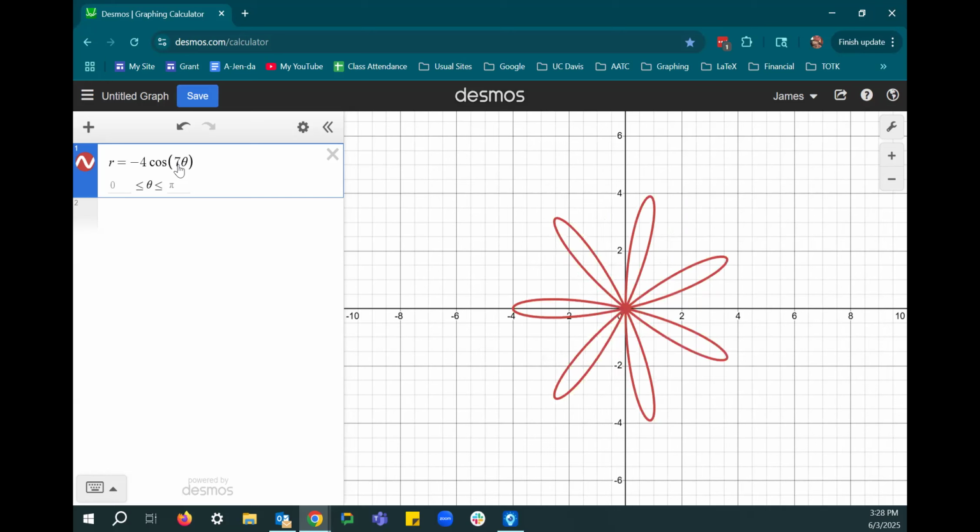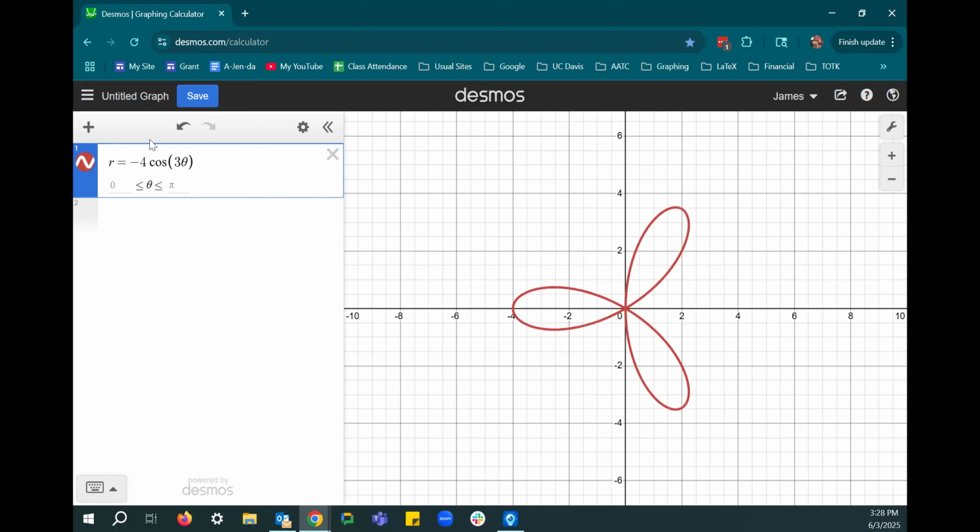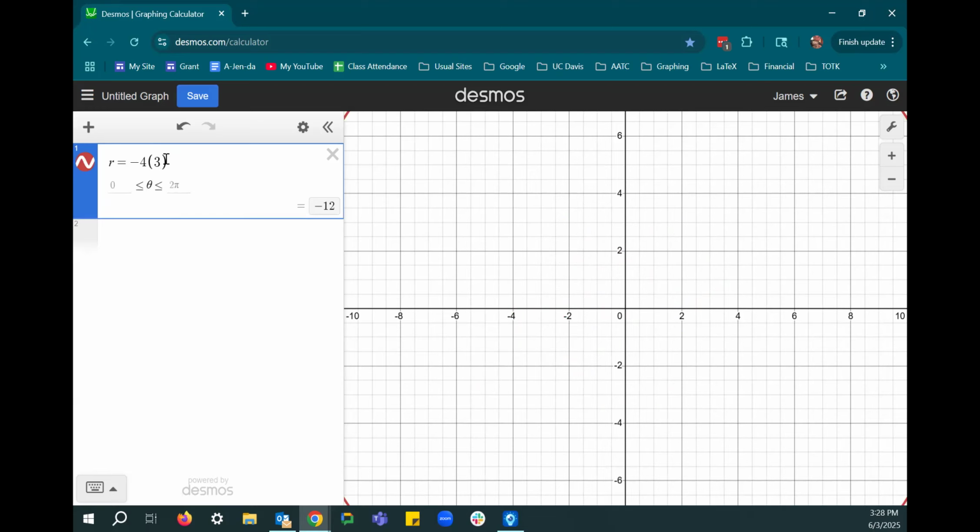For sine, it's not true. If you wanted to do sine of theta instead, whoop, wow, that was smooth. Sorry about that.